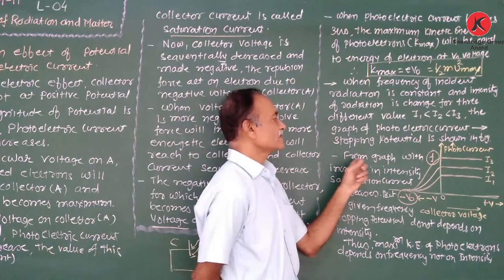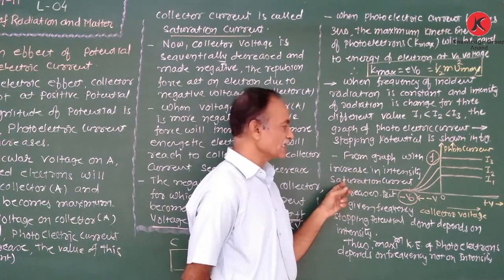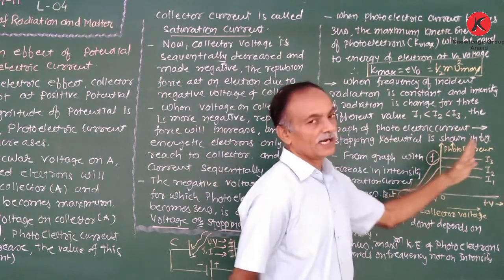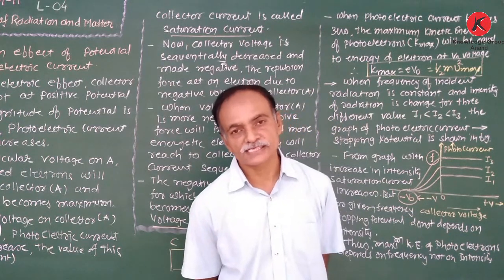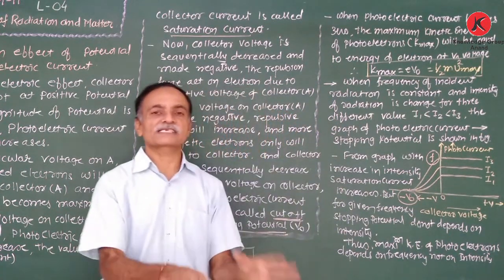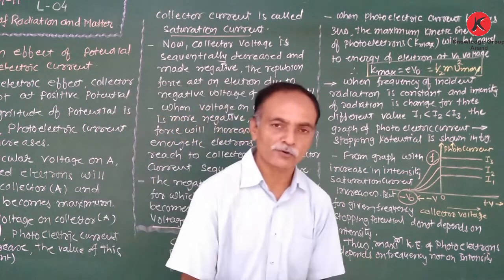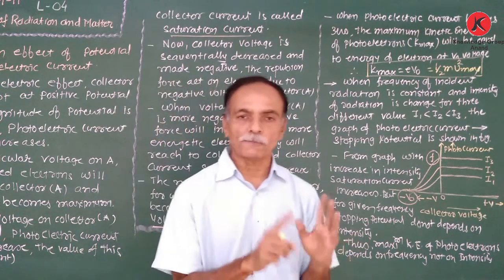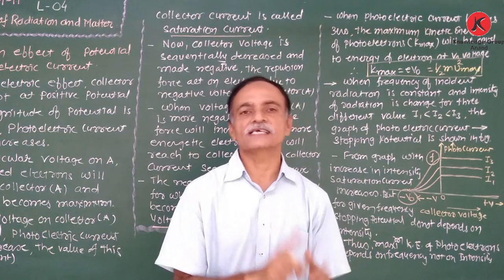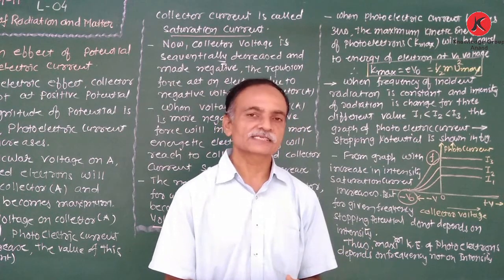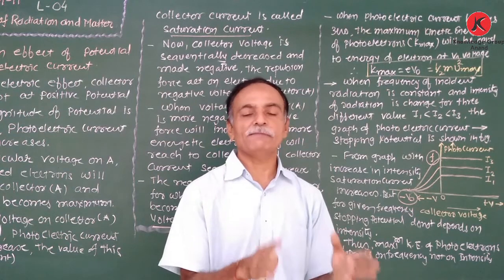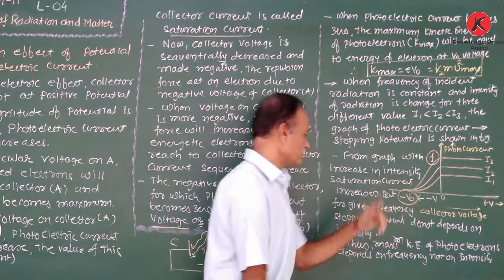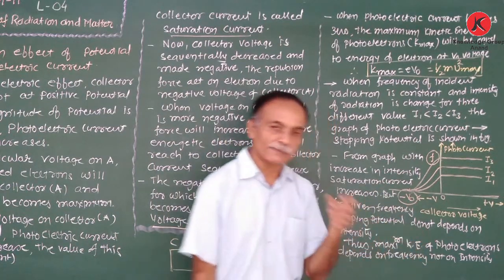From the graph, with an increase in intensity, the saturation current increases. As the intensity increases, the current flowing through the circuit also increases. That means the saturation current, the maximum current, that means the maximum number of photoelectrons, also increases. Earlier we discussed that as the intensity of incident radiation increases, the number of photoelectrons emitted from the surface increases. Right? But for a given frequency, the stopping potential does not depend on intensity.